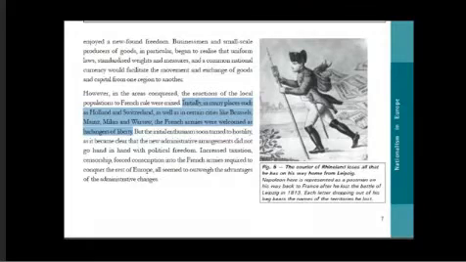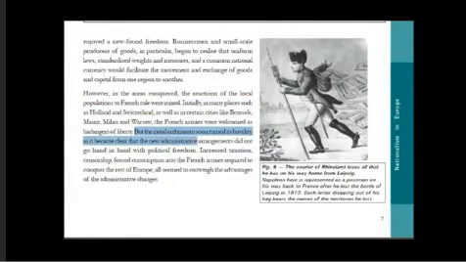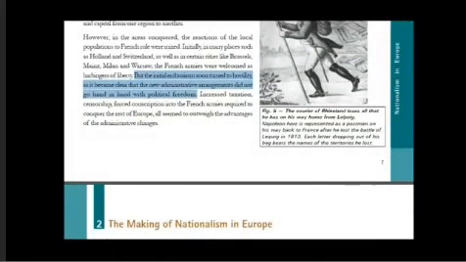Businessmen and small-scale producers of goods, I am at page number 7, in particular began to realize that uniform laws, standardized weights and measures, and a common national currency would facilitate the movement and exchange of goods and capital from one area to another. Right? So that was the Napoleonic Civil Code. If any question comes on the Napoleonic Civil Code, you will write these two paragraphs. That is very important here, so put a star mark over there.